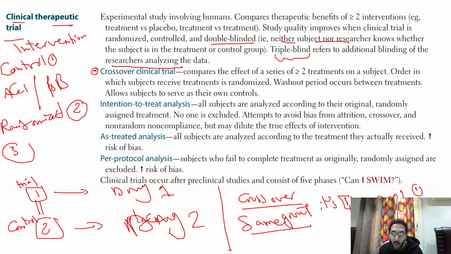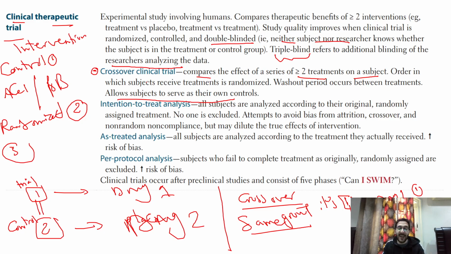So in this crossover, you did not require two groups. You just used one group and used the two drugs on the same group. And this is good because you don't have to use a separate control. The control is the same group. This limits the confounders because it's the same group, so it will be the same age, same sex, same ethnicity. So no confounders there. That's a crossover clinical trial: the effect of a series of treatments on the same subjects, so the subjects are their own controls. That's it. Not really important, actually.